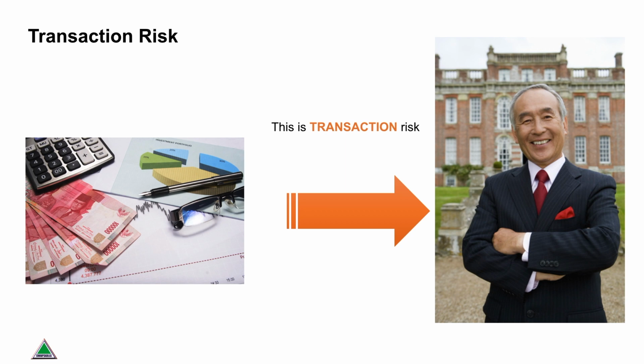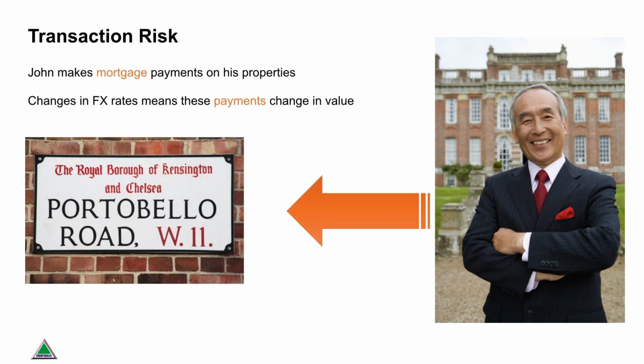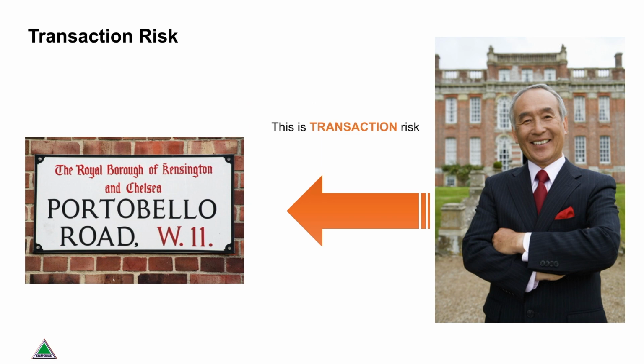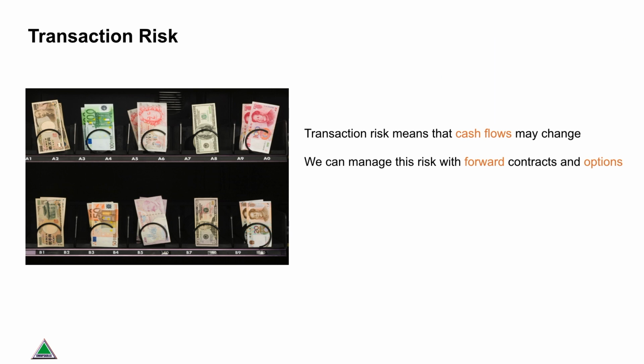risk. Now, John also owns properties in different countries, and some of these are financed with mortgages, in other words, loans secured on these properties. Now, the payments he makes on these loans also move up and down in dollar terms. Again, this is transaction risk. So you can see that transaction risk is when physical cash flows are involved, and risks like this can be managed with foreign exchange instruments like forward contracts and currency options.